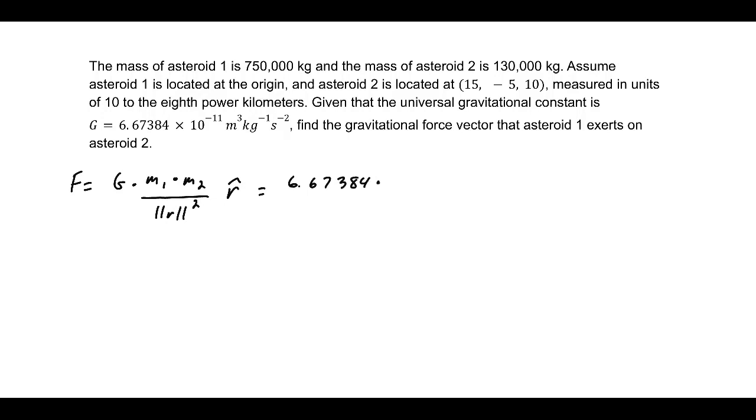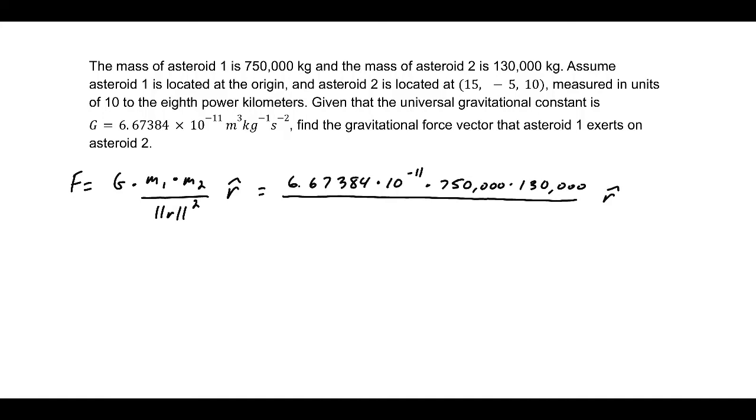6.67384 times 10^-11 times 750,000 times 130,000, all divided by whatever the magnitude of r squared is, and then multiply that outside of our fraction by r hat. So why don't we go ahead to the side and find the magnitude of r squared.